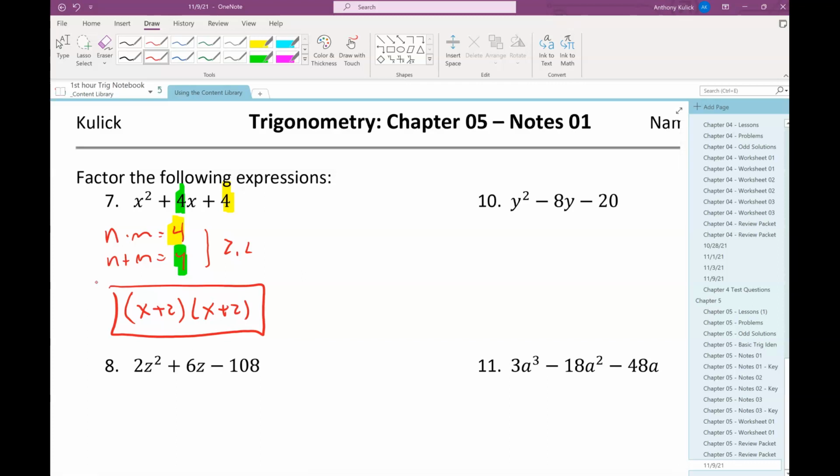Nice. Wait, what does that say over there? It's next to the 4. Oh, that's just a bracket with 2 and comma 2 next to it. Those are the two numbers that satisfy that.